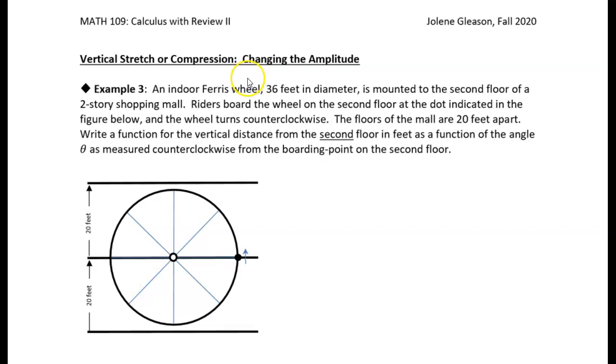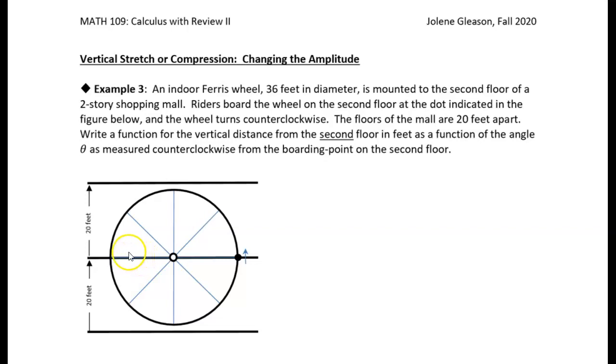Right, so like I said in the first video, we're going to look at vertical transformations of the sine and cosine function today. And I'm going to start by looking at the vertical stretch or compression, which is basically changing the amplitude. All right, so the sine and cosine both have an amplitude of 1, but we can easily change that.